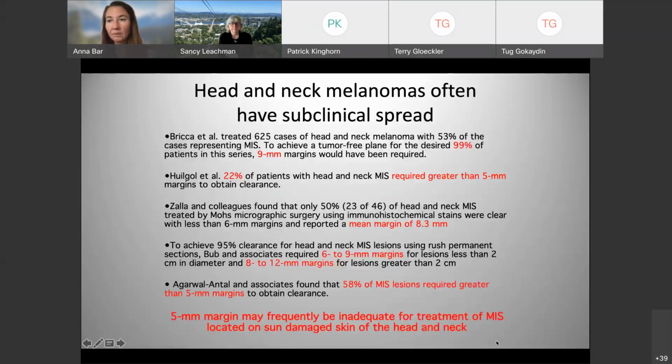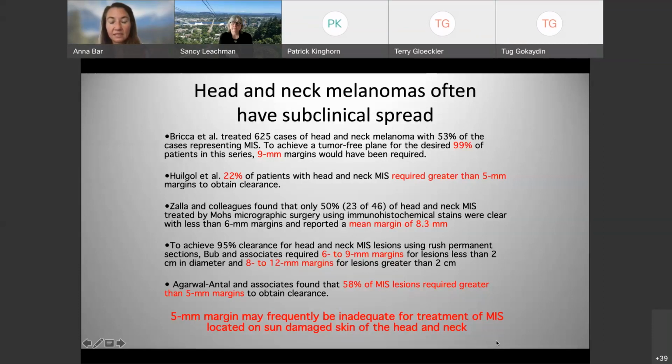So one of the problems with head and neck melanoma that I mentioned was that they often extend out beyond where the brown spot is. And that is why we've had a lot of trouble with head and neck melanomas in the past. So with Mohs surgery, we're able to start with a normal 5 millimeter margin, but in some cases that's not enough. So we have to take a little bit more.